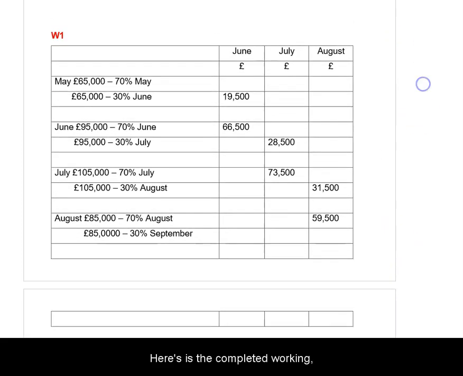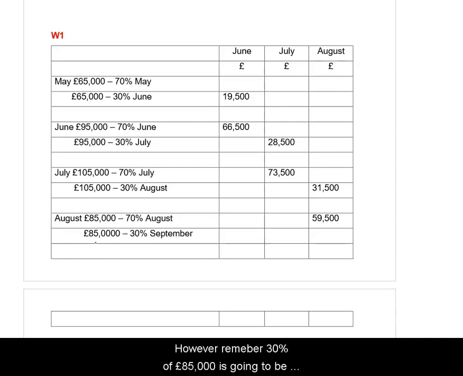Here's one I prepared earlier with exactly the same figures, all fully made up. I've added August into my table. Notice that in August, 30% of 85,000 is received in September. We're not putting those figures in because they're not relevant to this question.